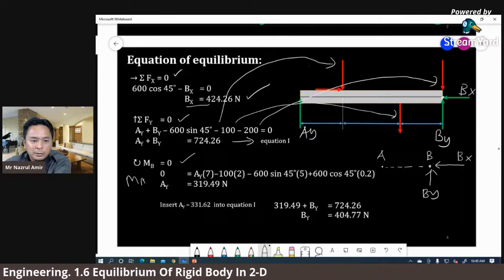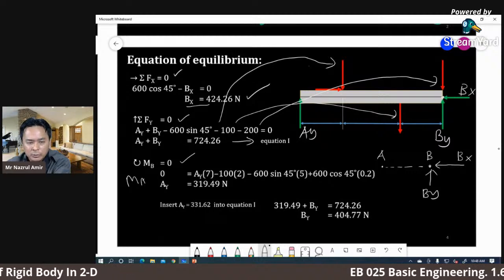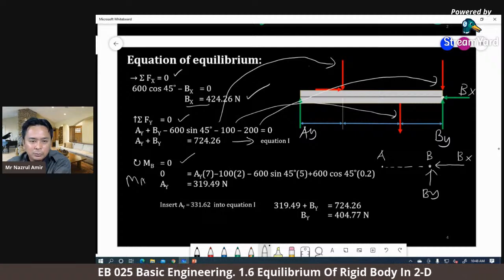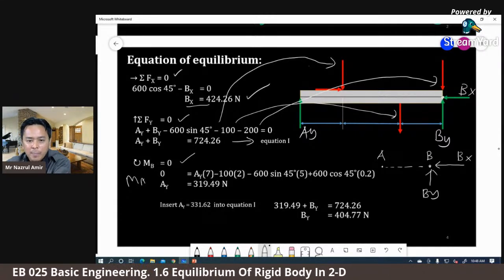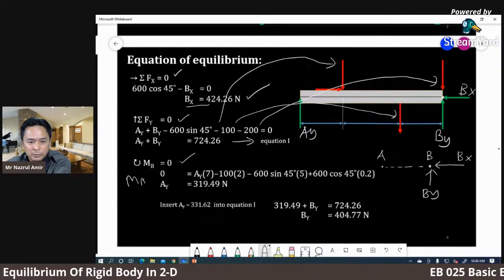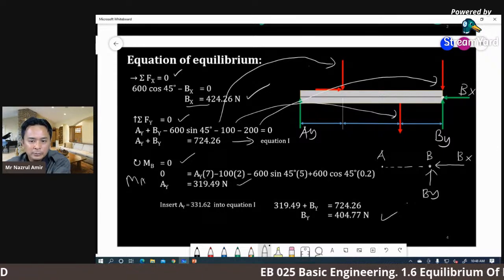So this comes from practice. If you practice a lot, you will know which equation to apply first and which unknown to get first, to simplify your whole solution. So now by doing the maths, substitute there and there, you can get Ay and By.